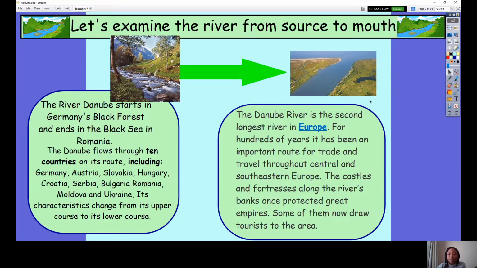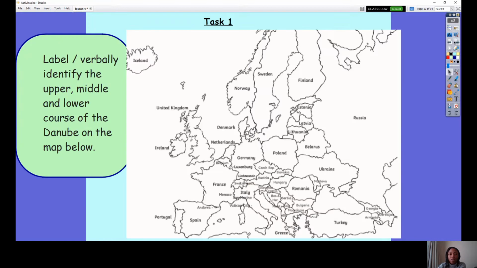So if you were to go and visit the River Danube, you would see Buda Castle, which is in Budapest, and that once protected great empires. So we're going to have a look now at the River Danube. Let's start from its source. So before we do, I have a map.